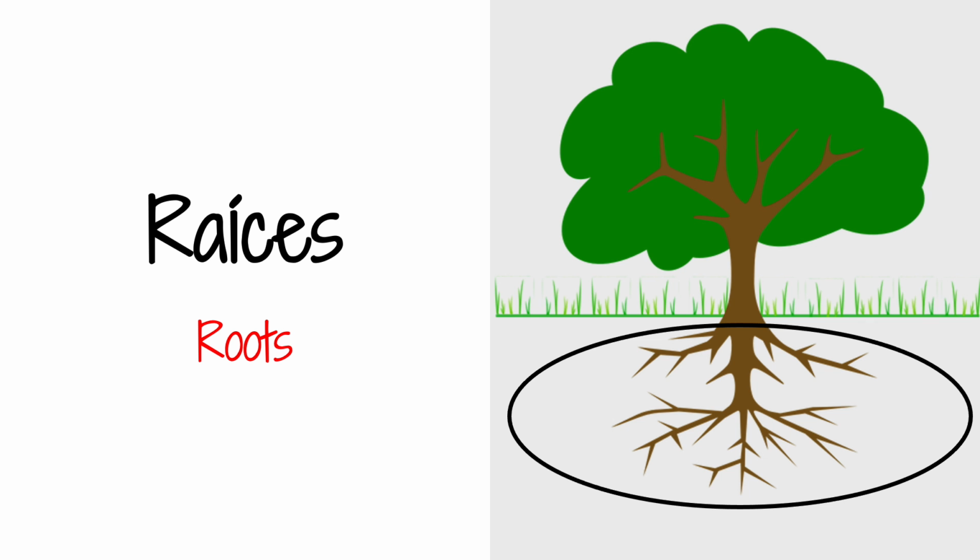Next, we're going to focus on what you see in that circle on my illustration, okay? So we're going under the dirt this time. And remember, those were our roots, okay, in English. So you would say raíces in Español. Let me slow it down. Ra, y, ses. Raíces. Raíces are what you see in the circle, the roots. They help the plants and the trees grow, okay?